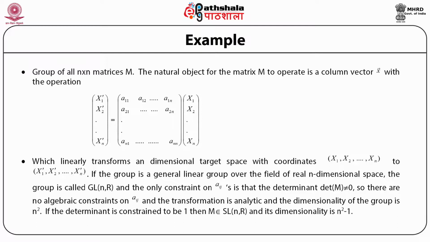If the determinant is constrained to be 1, then the matrix M belongs to the group SL(n,R), and its dimensionality is then reduced from n squared to n squared minus 1 because of the constraint of the determinant being equal to 1.